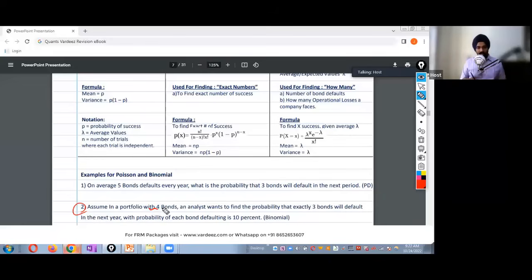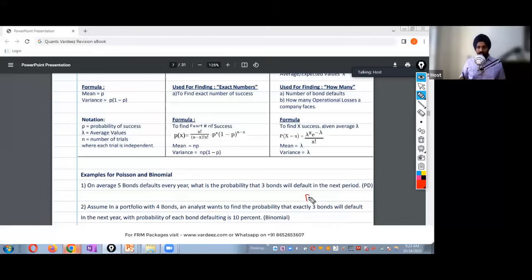Assume we have 4 bonds now, or maybe 4 customers, 4 loans, whatever you want to say. And an analyst wants to find the probability that exactly 3 bonds will default. What exactly do you want? 3. So put it out here: probability that X is equal to 3, with the probability of each bond defaulting being 10%. Now there is no average here. So now you know that it's a discrete number because we want to find the probability to be exactly 3. So we need to use the binomial distribution.